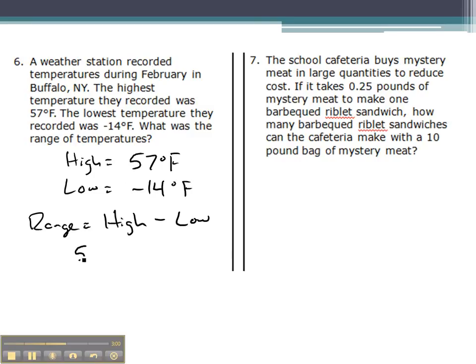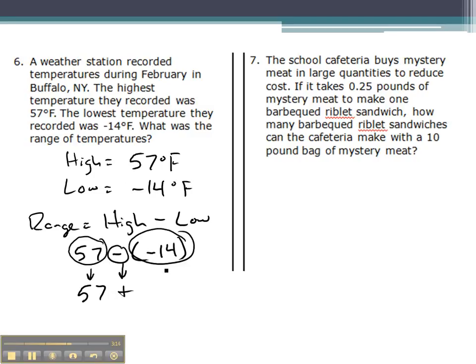So 57 minus -14. When we're subtracting integers, we use boss change twice. Don't mess with the boss. Change subtraction to addition, and change the sign of the second integer. So this is 57 plus +14, which is 71 degrees Fahrenheit.